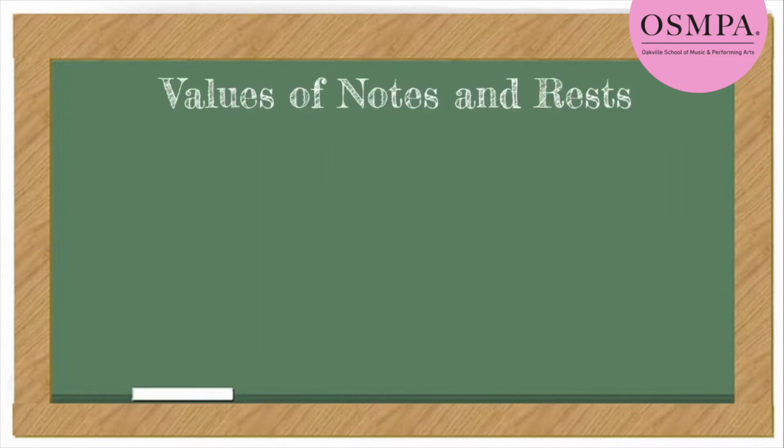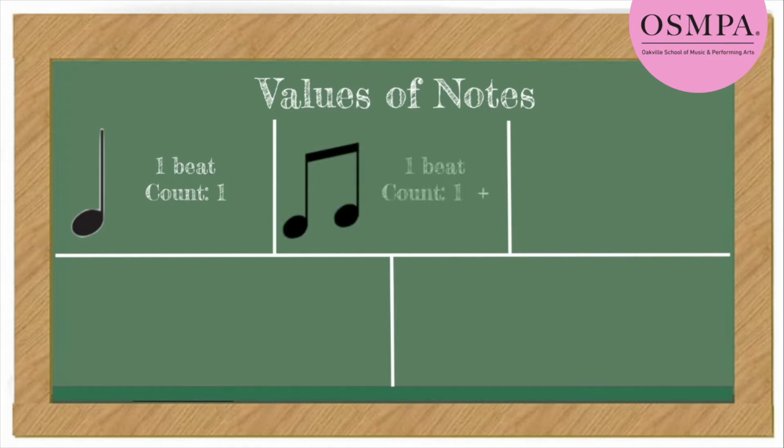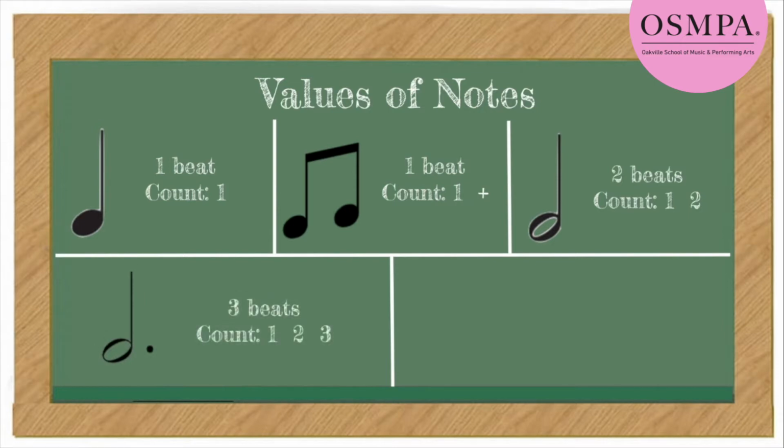Next, values of notes and rests. Let's start with values of notes. A quarter note is worth 1 beat, and when you're counting, you would say 1. Double eighth notes are also worth 1 beat, but when you count, you say 1 and. Half notes are worth 2 beats, and you'd say 1, 2 when counting. And the counting for dotted half notes would be 1, 2, 3, as it is worth 3 beats. And lastly, a whole note is worth 4 beats, and the counting would be 1, 2, 3, 4.